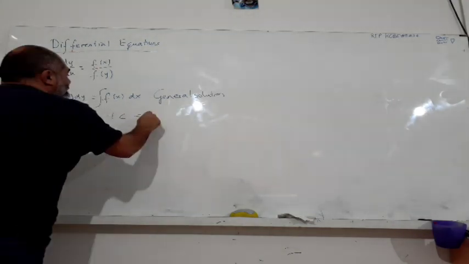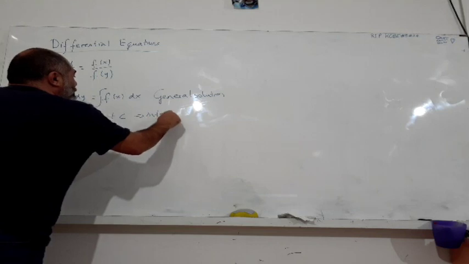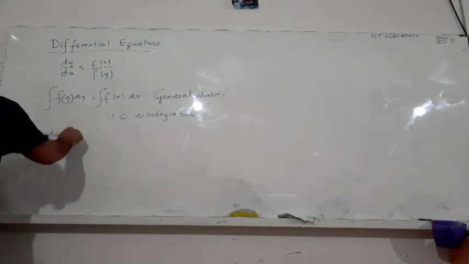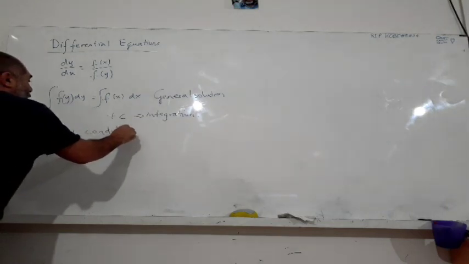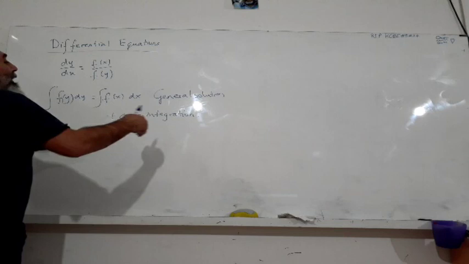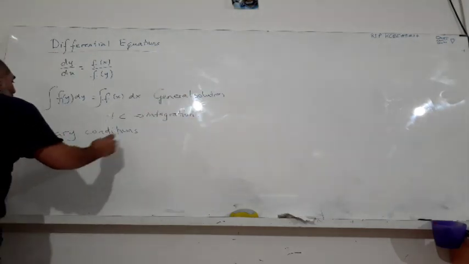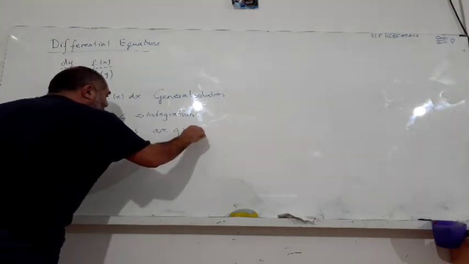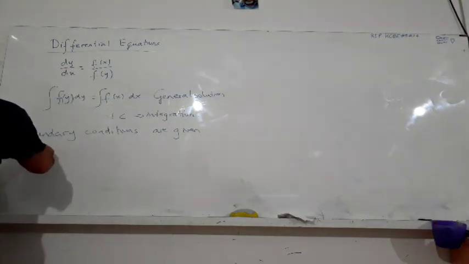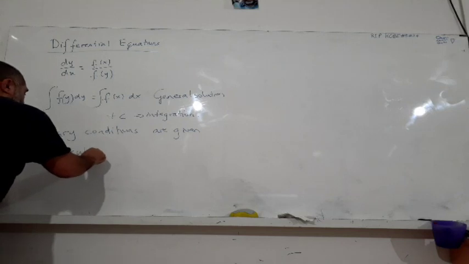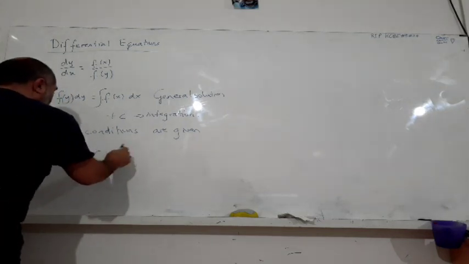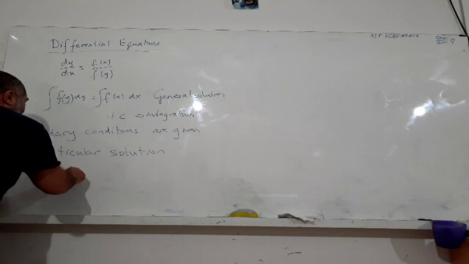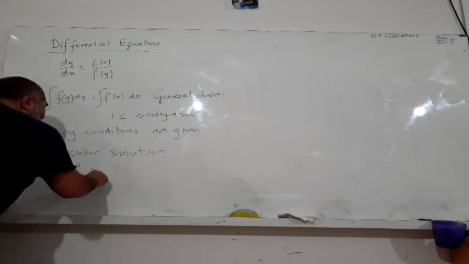constant. If we have the boundary conditions, which means if we know a particular x which gives a particular y value, if boundary conditions are given, then we obtain the particular solution, which means the c value, the integration constant, can be calculated.